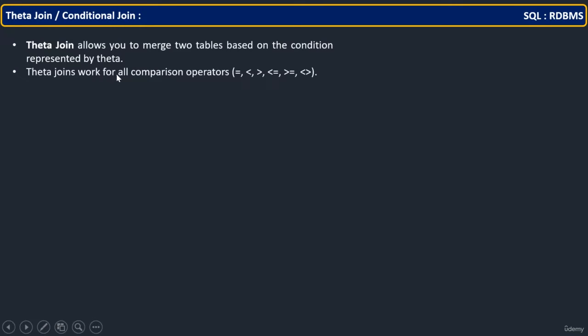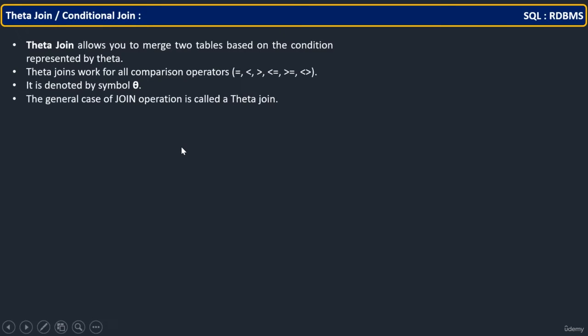The theta join works for all comparison operators. When you go for a conditional join and want to put a condition, you can use all these comparison operators. Of course, most of the times when you are joining two tables, we will go for the equal operator, but you can use the others based on the requirement. It is denoted symbolically by theta, and the general case of join operation is called theta join. Most of the times this is what we are going to use.